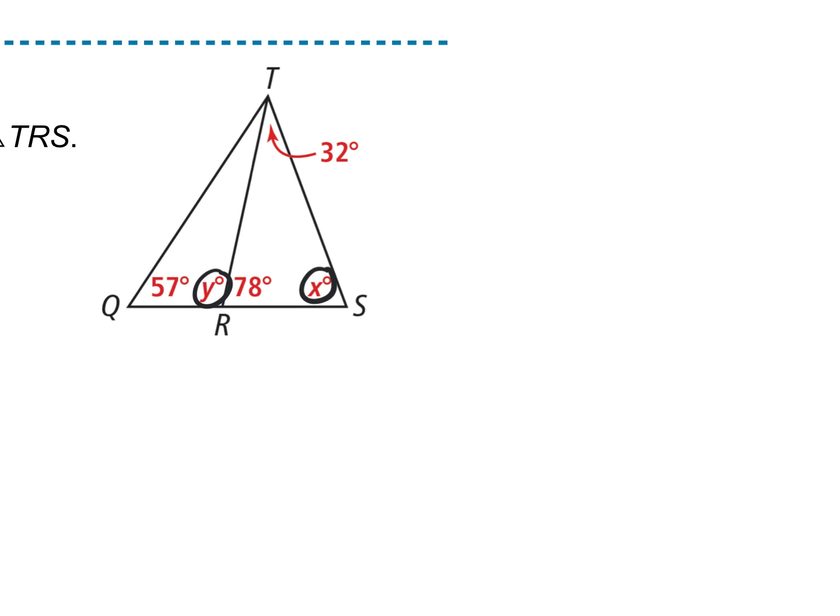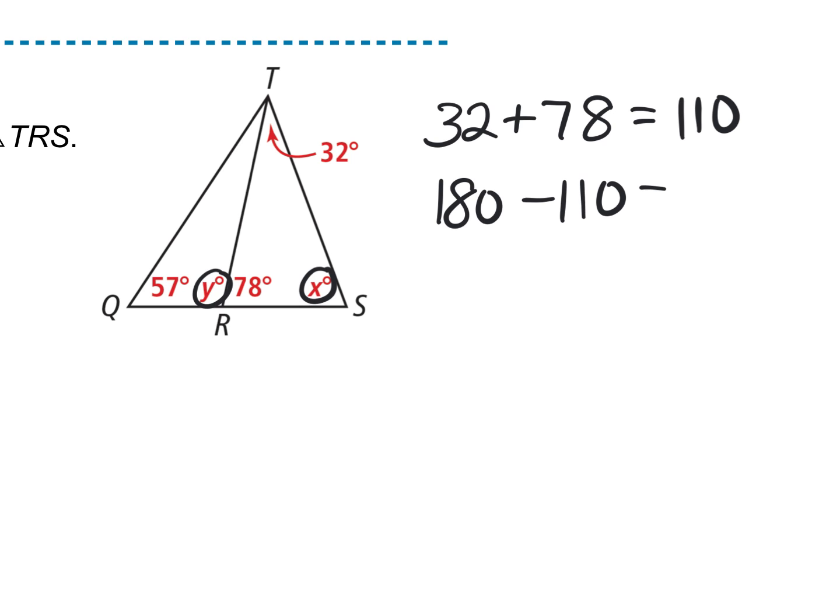Okay, same way that we did. How do I find it knowing the two angles? Add them first. 32 plus 78 is 110. And then I would do 180 minus 110 to give me 70. So my x value here is 70 degrees.